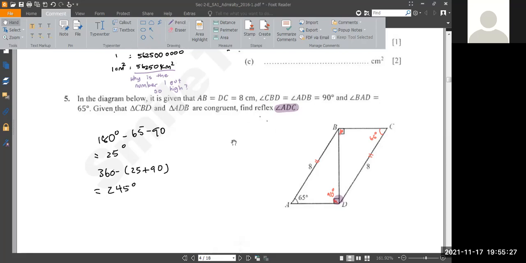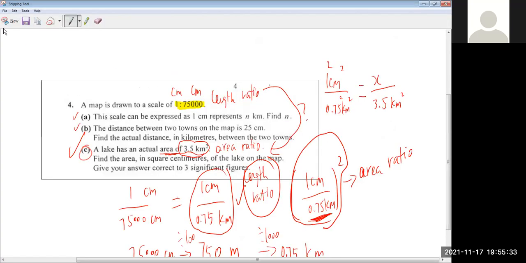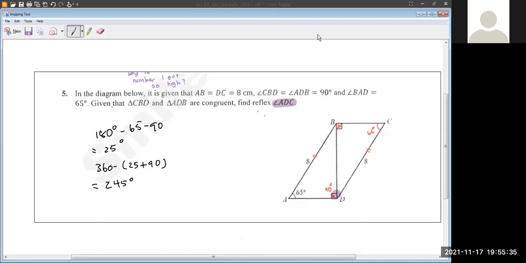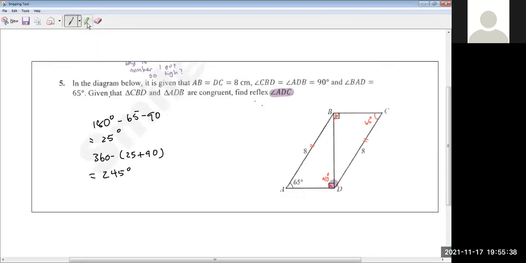In fact, this is how you can actually look at the answer and see if it makes sense. Okay, so like you say, very good. You pay attention to the word reflex. So if ADC, which is here, you have highlighted it purple, doesn't look like 180, then you know the reflex has to be more than 180. So you don't do any calculation, you already know it must be more than 180. Reflex means this.